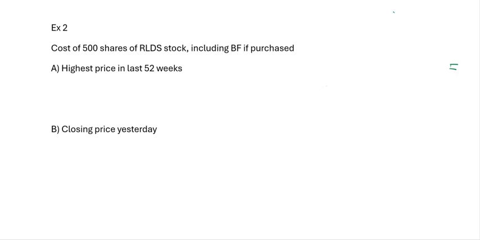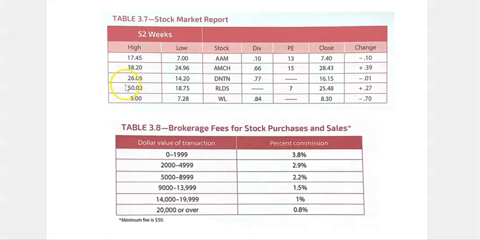Now let's look at example 2 on page 84. It tells us to find the cost of 500 shares of RLDS stock, including the brokerage fee, if A, we purchased it at the highest price in the last 52 weeks, and B, if we purchased it at the closing price yesterday. We're going to come up here and look at table 3.7 at the next to the last row.